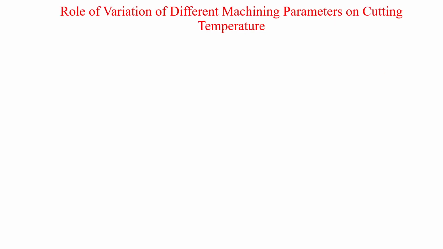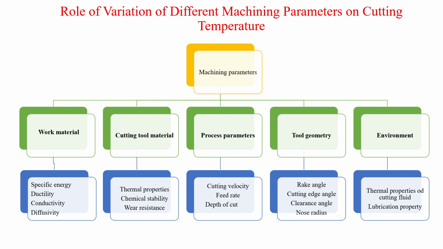What is the role of variation of different machining parameters on cutting temperature? We'll see what the different parameters are which affect the cutting temperature. See, there are basically 5 machining parameters. One is the work material, one is the cutting tool material, one is the process parameter, one is the tool geometry, and one is the environmental factors or external factors. First, we will see one by one what the different parameters are which can affect the cutting temperature.